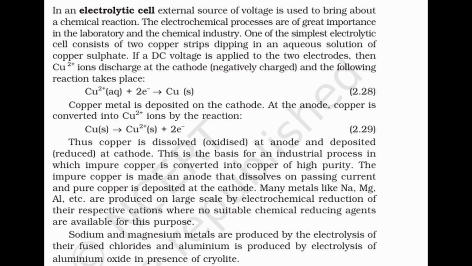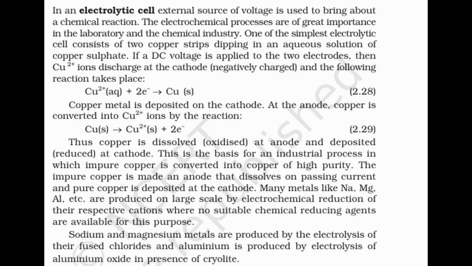One of the simplest electrolytic cells consists of 2 copper strips dipped in an aqueous solution of copper sulfate. When a direct current is passed through the cell, copper ions from the solution move towards the cathode, which is the negatively charged electrode. At the cathode, copper ions gain electrons and get reduced to copper metal, which gets deposited on the electrode. At the same time, the copper anode loses electrons and dissolves into the solution as copper ions. Thus, oxidation takes place at the anode and reduction takes place at the cathode. Overall, copper is simply transferred from the anode to the cathode.